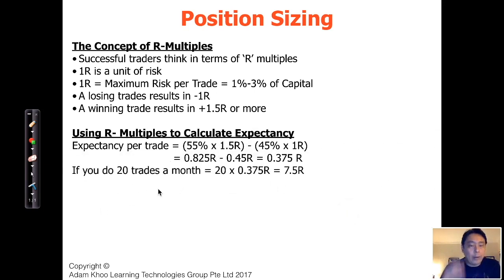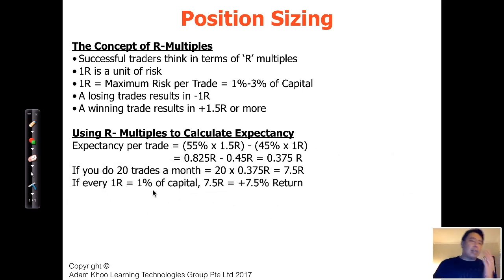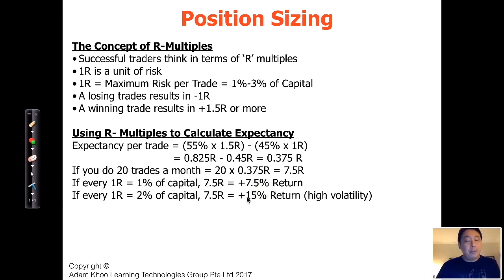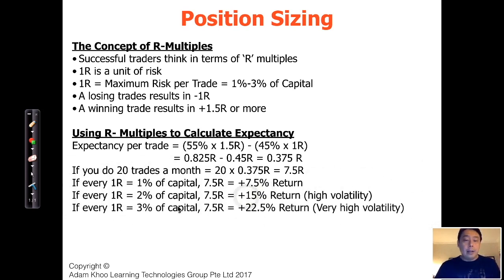So again, if you do 20 trades a month on average, and I do anywhere from 20 to about 40 trades a month for currencies, trading on the 50-minute candles, that's 7.5R a month. So what's 7.5R? If you're risking 1% of your capital, 7.5R is a 7.5% return on your capital. Risk 2% is 15%, risk 3%, it's 22.5% return on your capital.